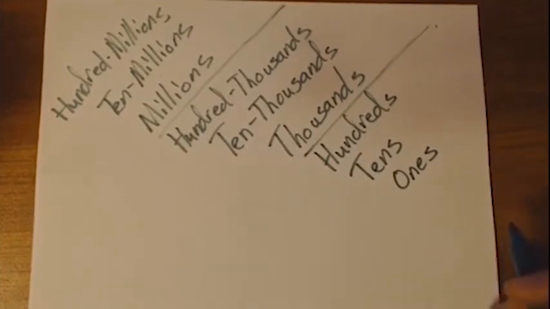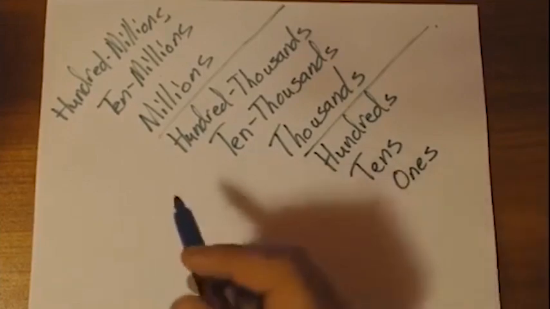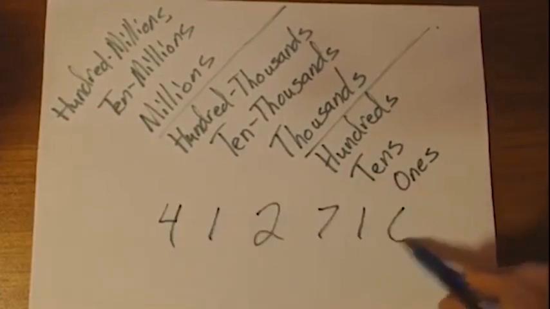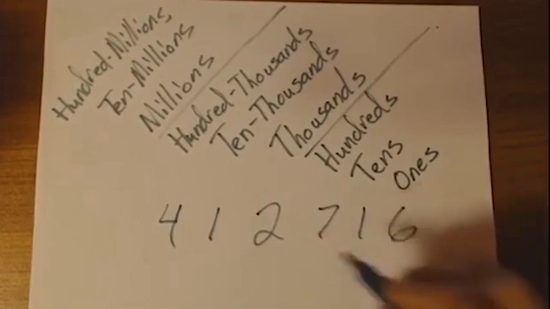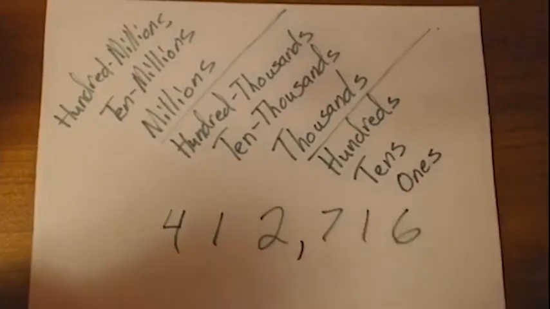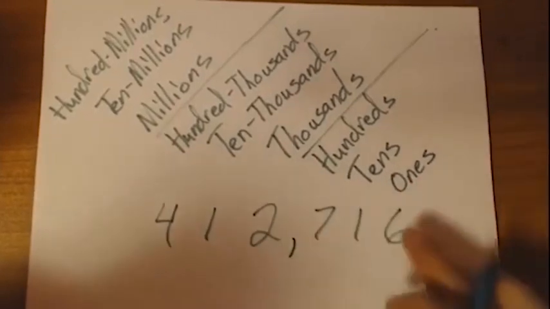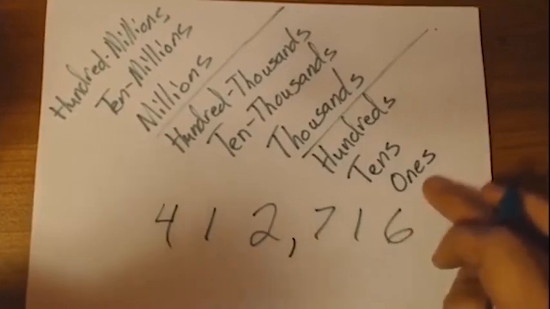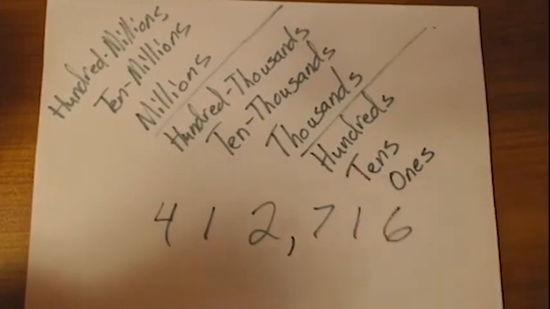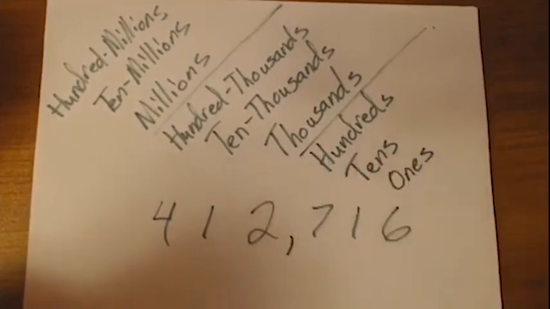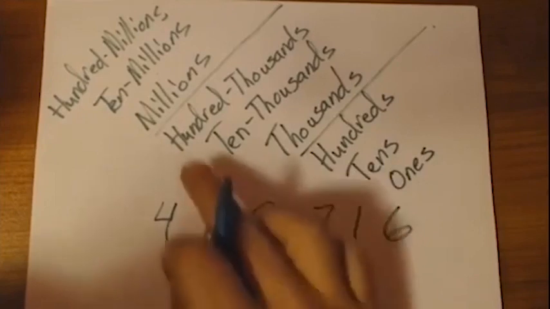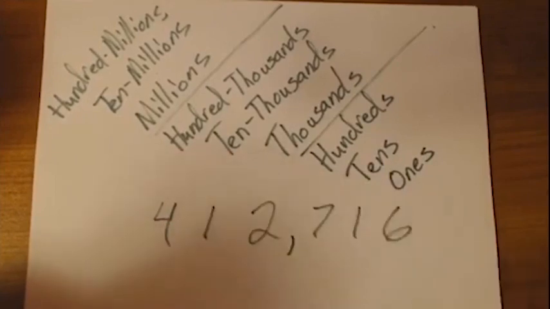Let's take, for example, the number that's comprised of the digits 412716. The 6 is in the ones position. This 1 is in the tens position. This 7 is in the hundreds position. This 2 is in the thousands position. This 1 is in the 10,000s position. This 4 is in the 100,000s position.